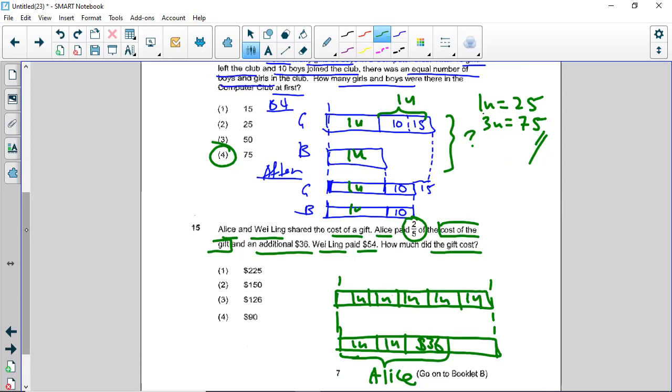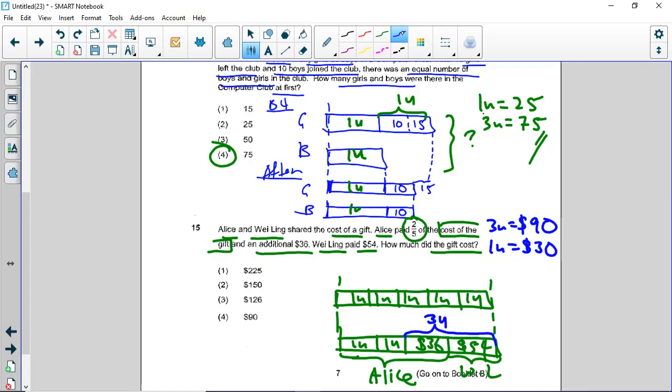If you don't know how to label, then you have a separate model below, and then you can see more clearly already. And then who paid the rest of the money? The rest of the money must be Wei Ling. So Wei Ling paid $54, so you put $54 inside the box here. Can you solve already? Yeah, can solve. You compare the two rectangles, this will be 3 units. So your 3 units is equal to 36 plus 54, which is $90. Then your 1 unit will be 90 divided by 3, $30.